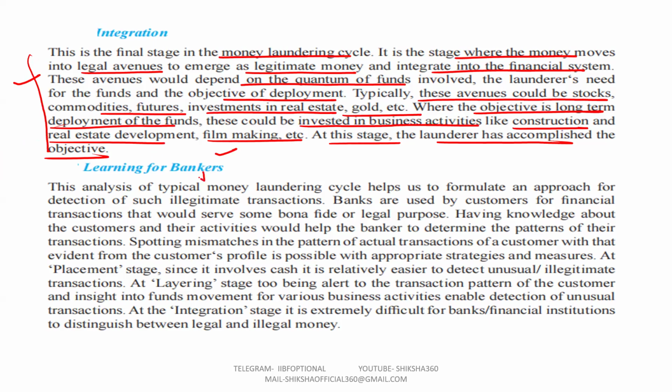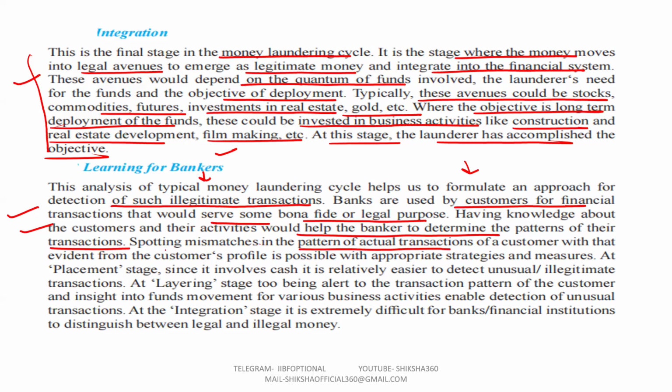This analysis of the typical money laundering cycle helps us to formulate an approach for detection of such illegitimate transactions. Banks are used by customers for financial transactions that serve some bona fide or legal purpose. Having knowledge about the customers and their activities helps the banker to determine the pattern of the transactions. Spotting mismatches between the pattern of actual transactions of a customer and that evident from the customer's profile is possible with appropriate strategies and measures.